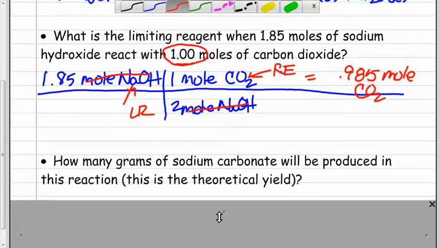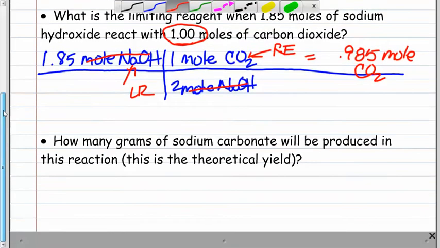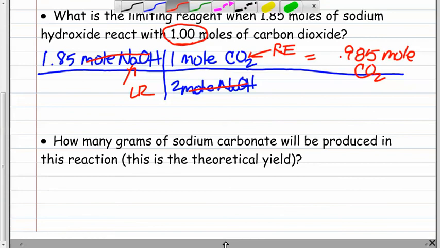So the next question asks us, how many grams of sodium carbonate will be produced in this reaction? And that's actually our theoretical yield. Remember, theoretical is the maximum amount that you could possibly get if all of the limiting reagent were used up. So you always have to start with the amount of your limiting reagent. The limiting reagent we decided is sodium hydroxide. Therefore, I'm going to start my conversion factor with 1.85 moles of NaOH.